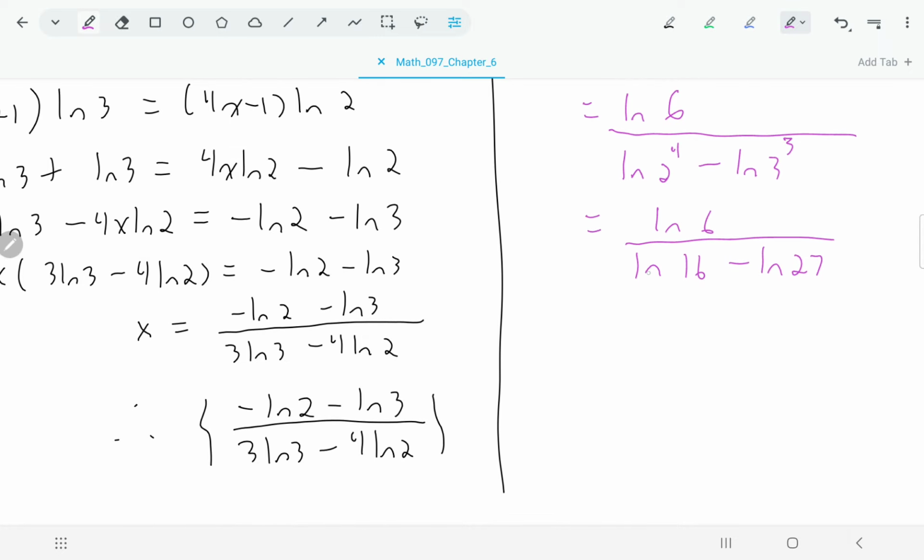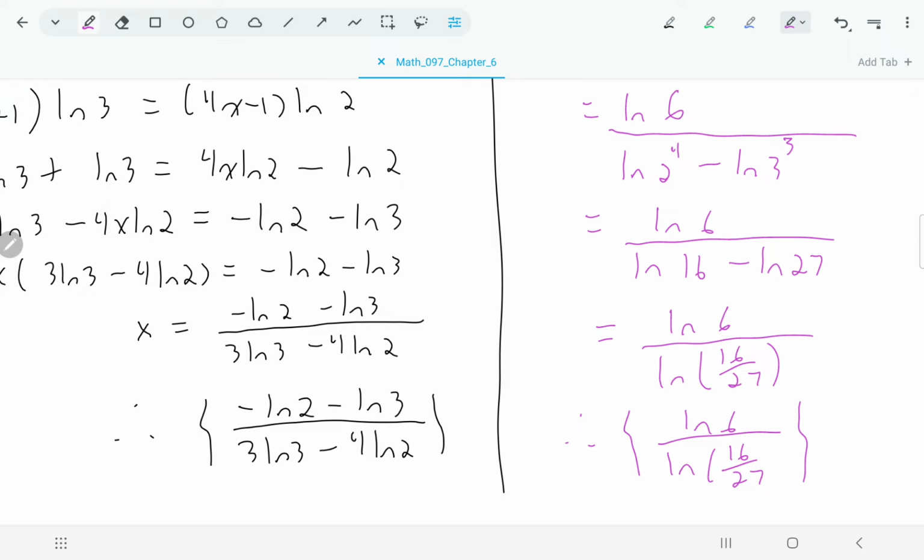And finally, I have in the denominator one natural log minus another. I know that that's going to give me the natural log of a quotient, natural log of 16 divided by 27. So instead of giving the answer as I originally did, I could give my answer as natural log of 6 divided by natural log of 16/27.